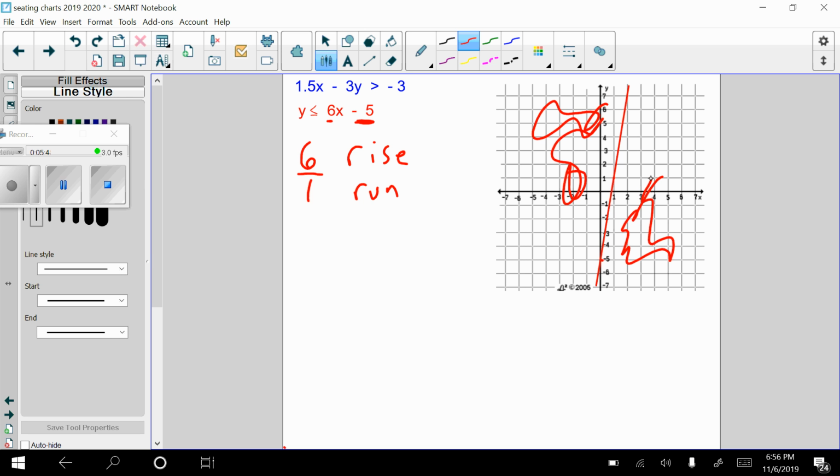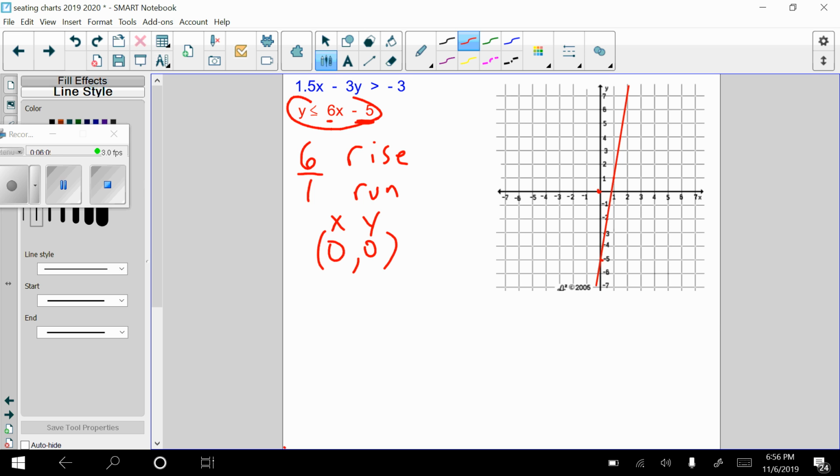If you don't get that, then don't worry about it. Some of you did, some of you didn't. It's not a big deal. Here's what you do if you don't get that. All I do is plug in a coordinate. I always test 0, 0. If 0, 0 is my test coordinate, that's going to be my x and that's going to be my y. I just plug those values into this equation.